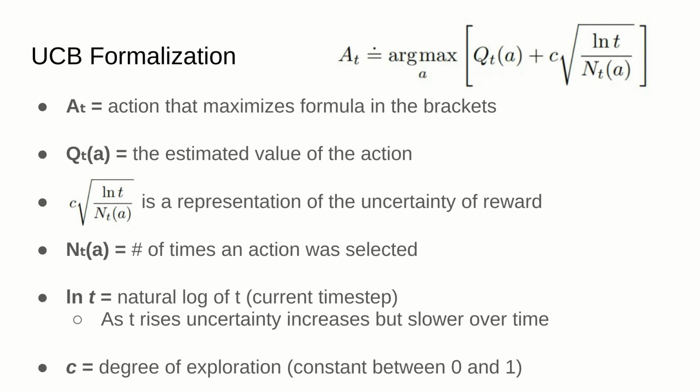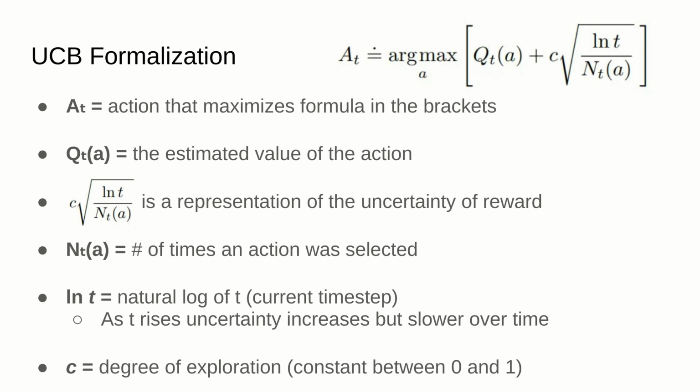N_t(a) is the number of times the action has been selected. Since it's in the denominator, as it increases, it causes the value on the right side to shrink. This encapsulates the concept that as we select an action more, we become less uncertain of its value.